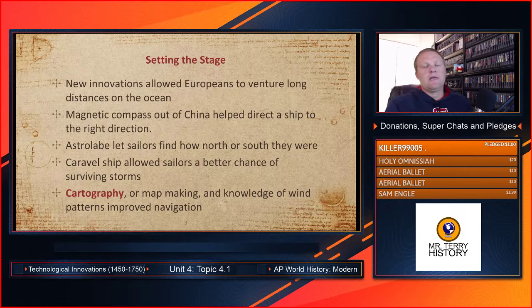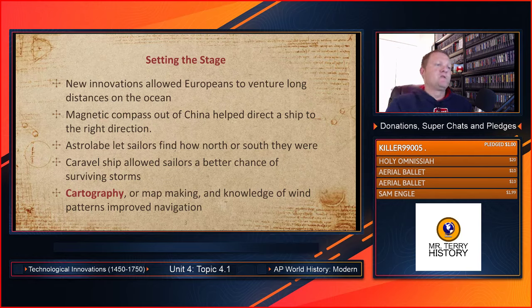New innovations allowed Europeans to venture long distances on the ocean. This is brand new because Europeans had not necessarily done that. Europeans had navigated the Mediterranean and maybe some of the North Atlantic, but had never ventured along the western coast of Africa to any extent. No Europeans had sailed around Africa. And other than a small handful of Viking expeditions, which touched more of North America, we did not have long-term colonization of other continents. That's going to be a big thing, and we're going to look at what innovations made that possible.